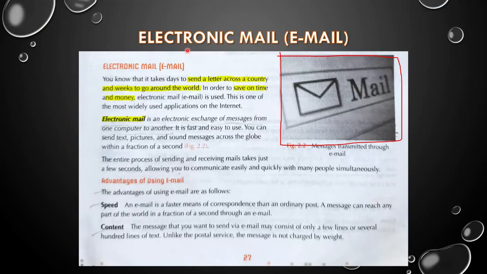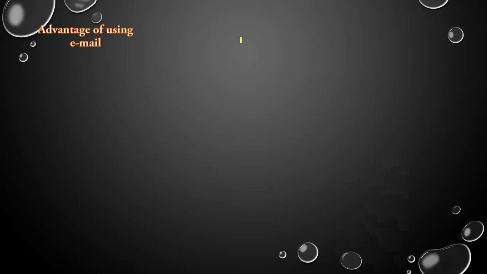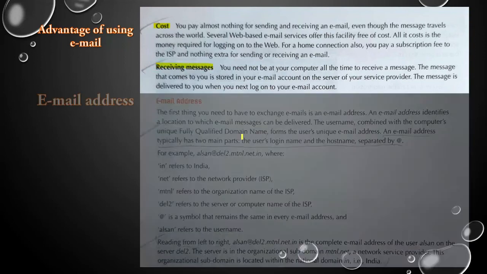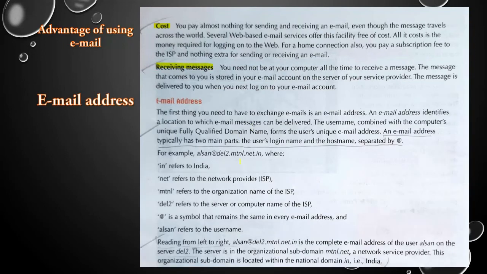The first one is speed, then content, then cost, and receiving messages. Next is the email address. How can we recognize or identify the email address?